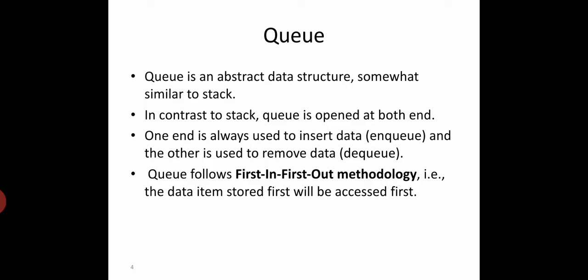You know that stack is opened only at one end, the end which is pointed by the top pointer. In the case of queue, the queue has two ends and the queue is opened at both ends. Those two ends are called front and rear.